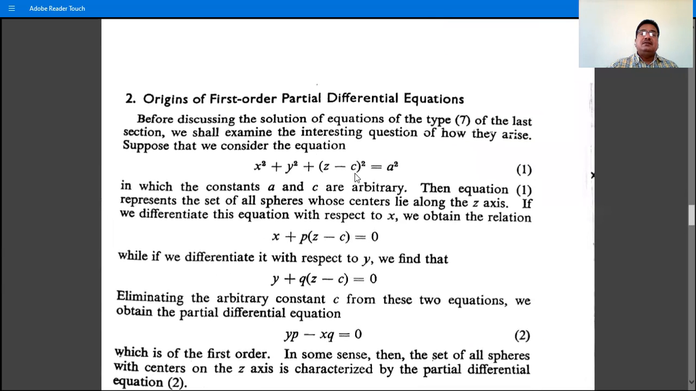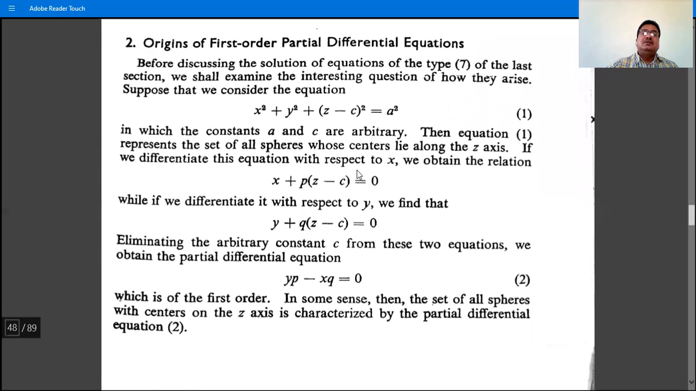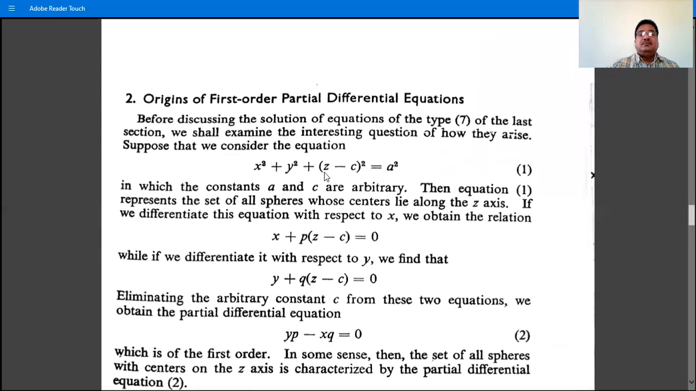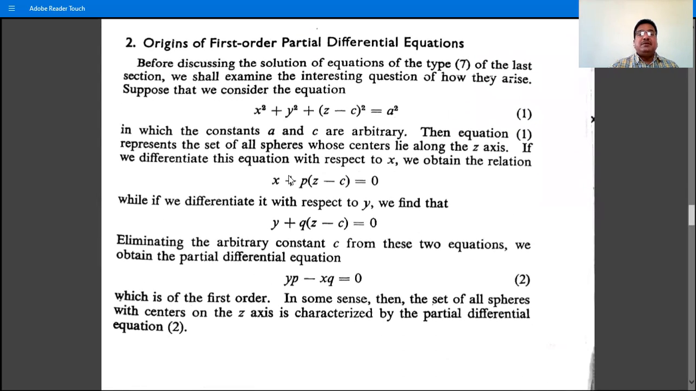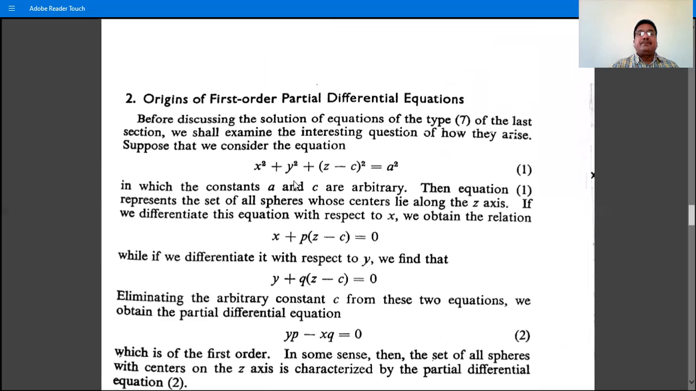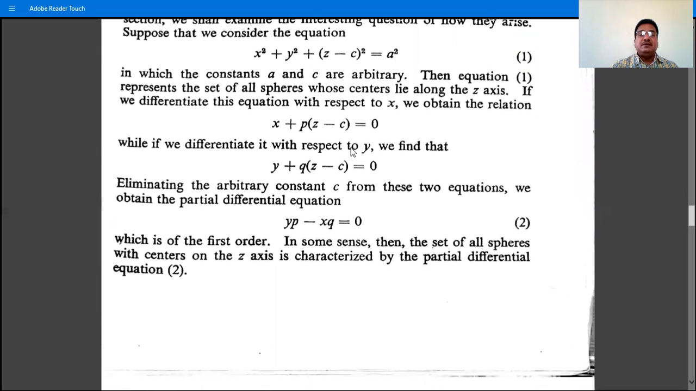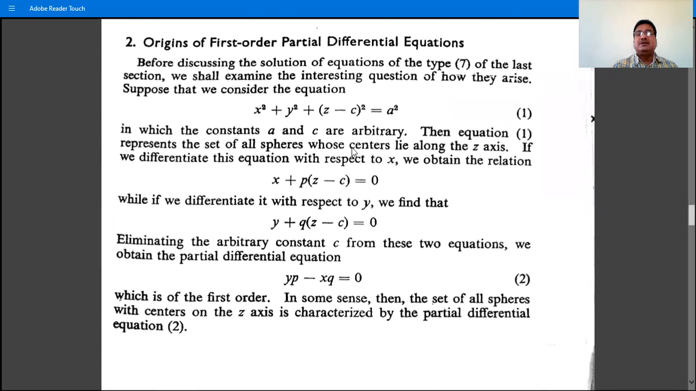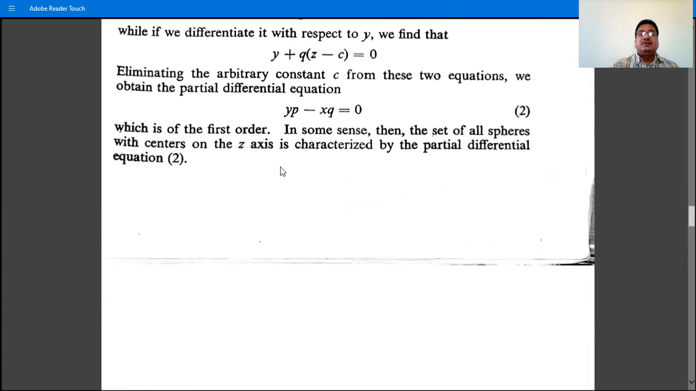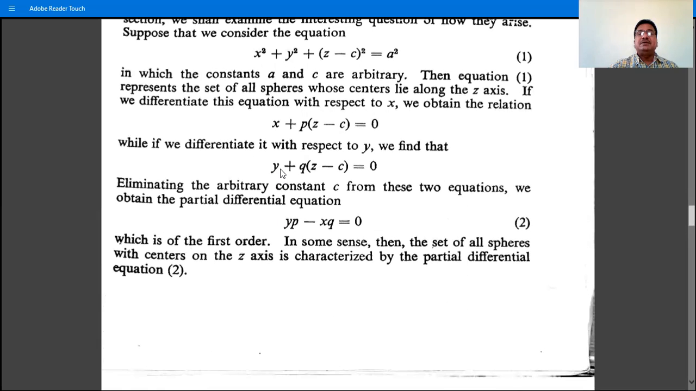Then this is the PDF of our reference book. The first topic is what? Origin of the first order partial differential equation. That is the formation of partial differential equation. So this is the formation of partial differential equation.